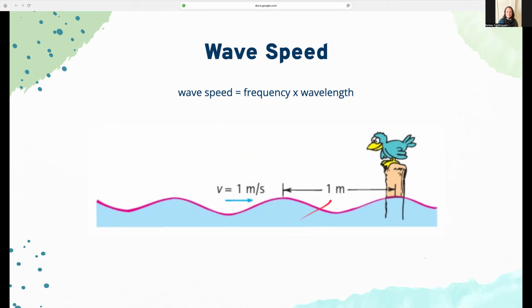So here's an example where the wavelength is 1 meter, and we have determined somehow that the frequency is 1 hertz. Ignore the plural of the unit, it's okay either way. So 1 meter times 1 hertz equals 1 meter per second. So that's our wave speed. If you know the frequency and the wavelength, you can get the wave speed. Or if you know the period and the wavelength, you can get the wave speed because you can get the frequency from the period.